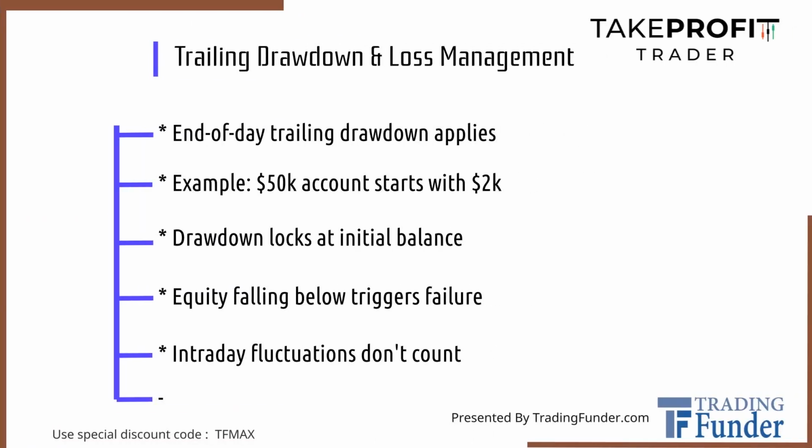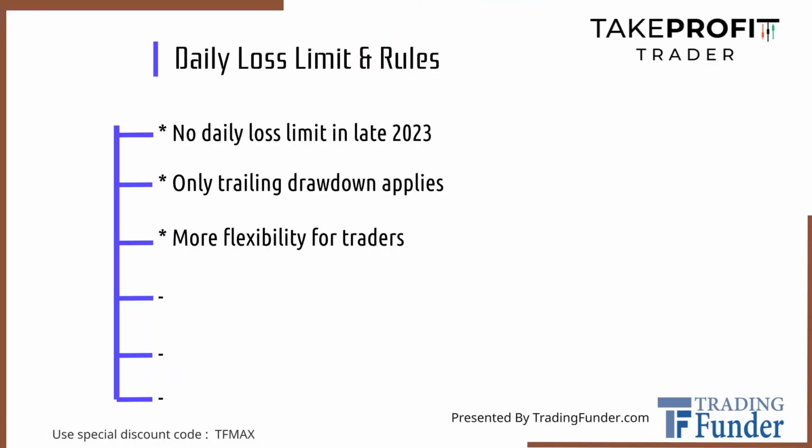Trailing drawdown and loss management. Trailing drawdown is set at the end of each day, so your account can lose some but won't go below a certain point, like $2,000 for a 50K account. If your equity drops below that, you fail. Daily ups and downs don't affect this. Only closing equity does.